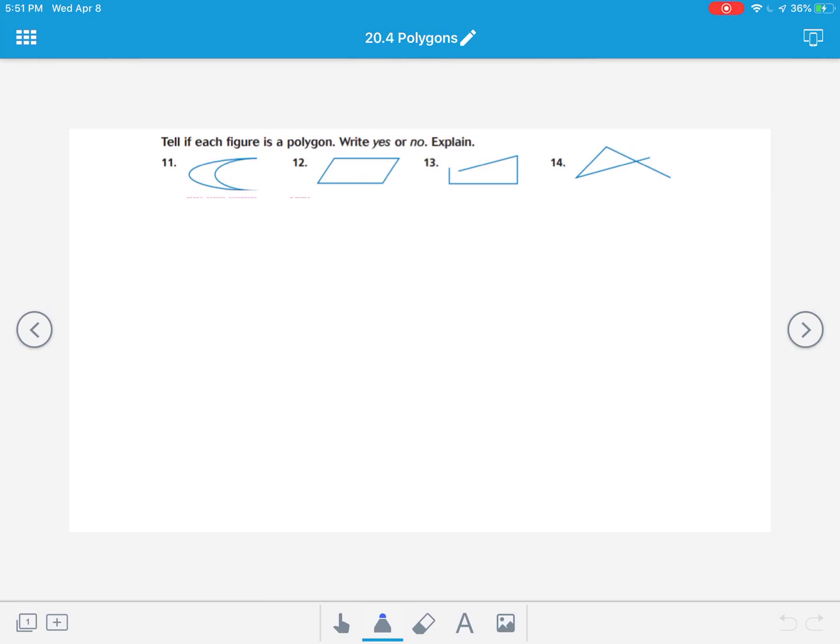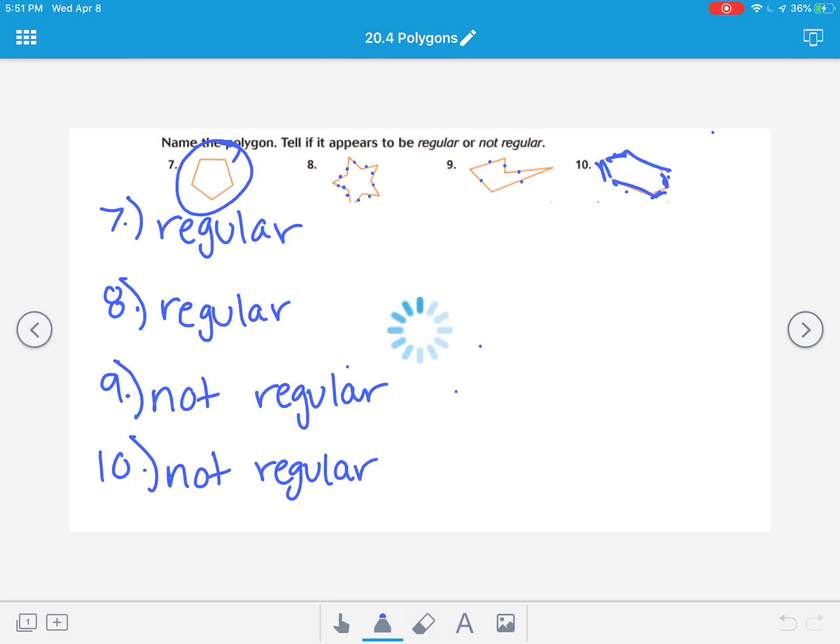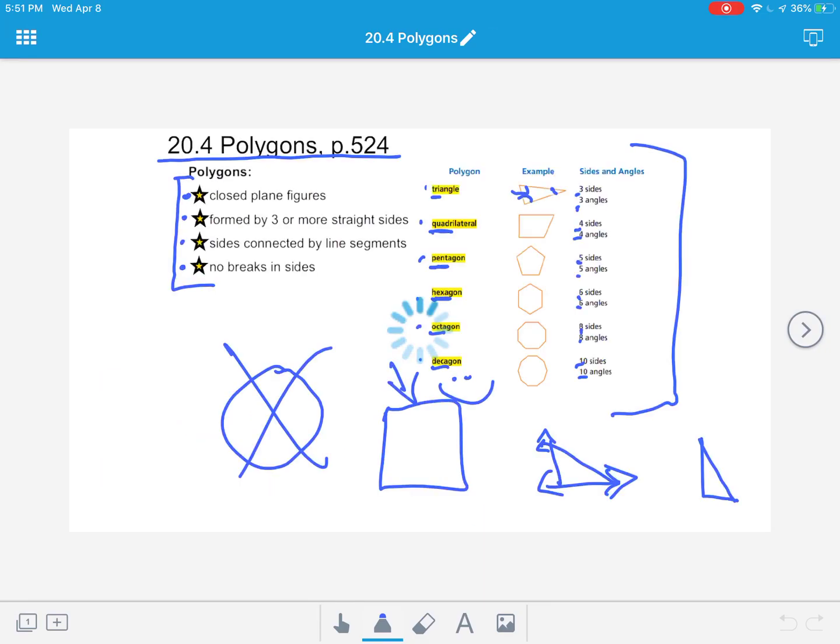All right, so now moving on, numbers 11 through 14, we just need to say whether it's a polygon or not. So let's go back before we start this. Let's review what makes it a polygon or not a polygon. Remember, it has to be closed. It's formed by 3 or more straight sides. It's connected by line segments, and there's no breaks in the sides.